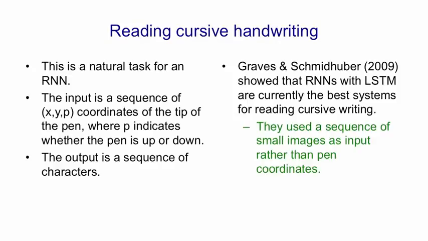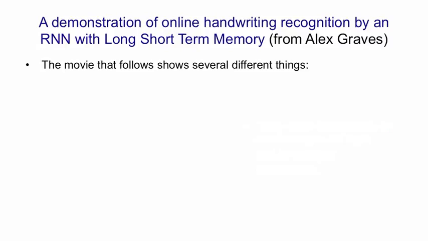Graves and Schmidhuber in 2009 didn't use pen coordinates as input. They used a sequence of small images, and that means they can deal with optical input, where the timing of the pen isn't known. They can look at images after they've been written and read them. So I'm now going to show you a demonstration of Alex Graves' system working on pen coordinates, and in the movie that follows you're going to see 4 streams of information.